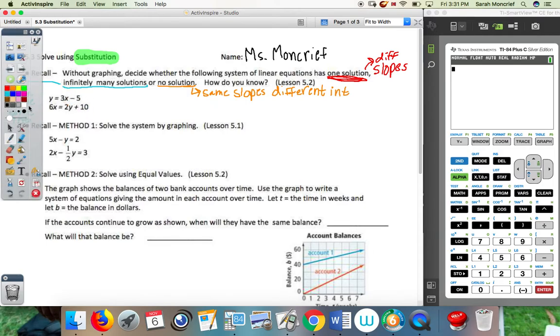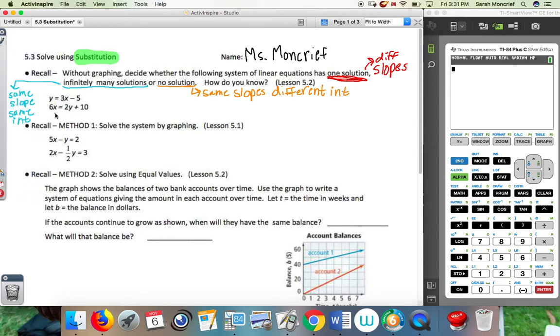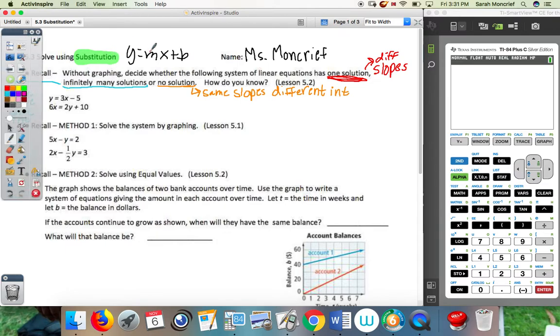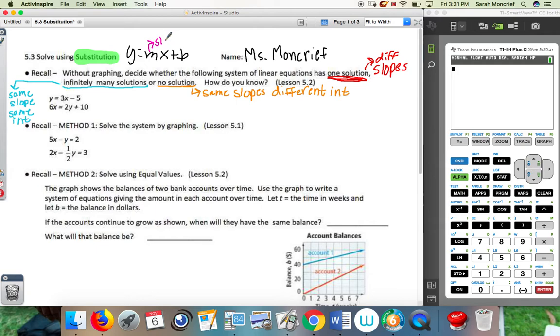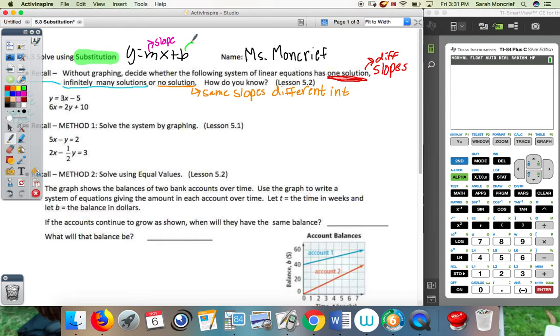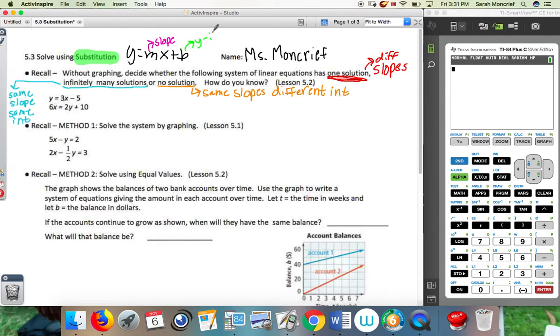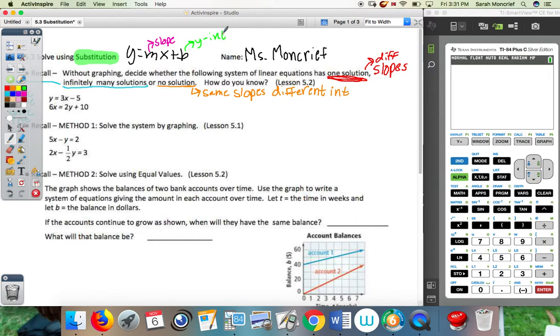So we want to write both of these in slope-intercept form, our good old y equals mx plus b, in order to really tell what their slopes and intercepts are. Because remember, if we have y equals mx plus b, our m is our slope, and our b is our y-intercept. So let's look at them.